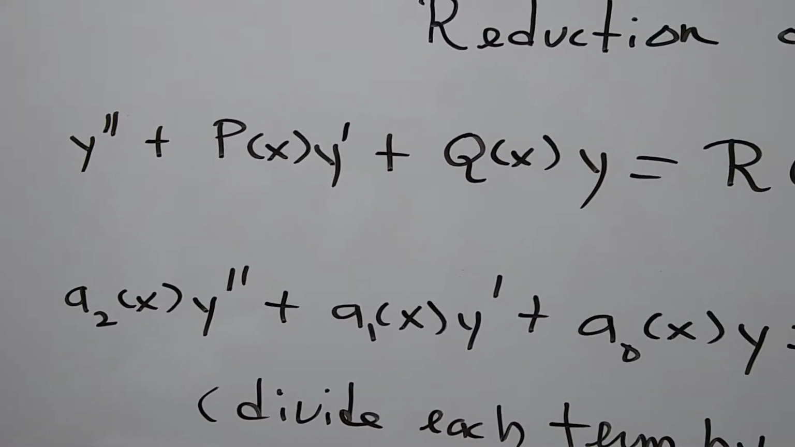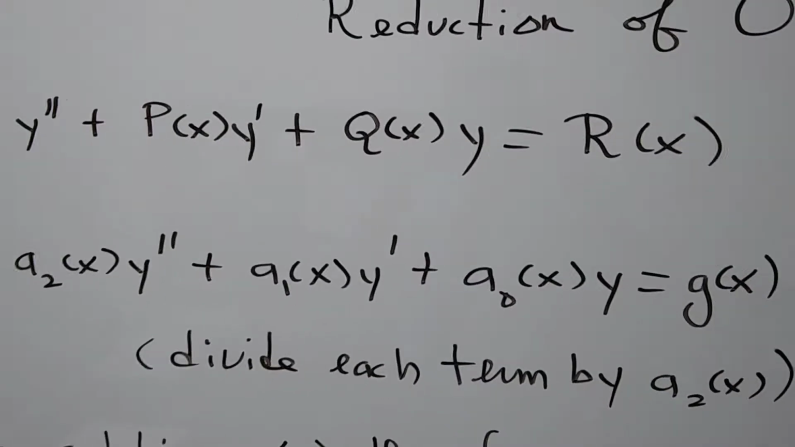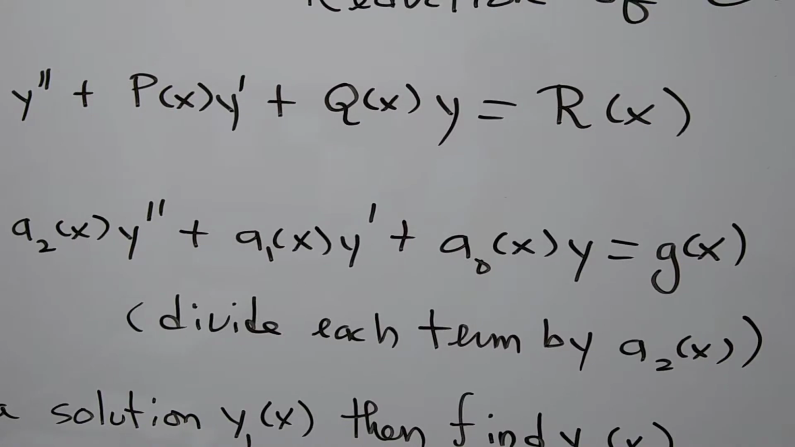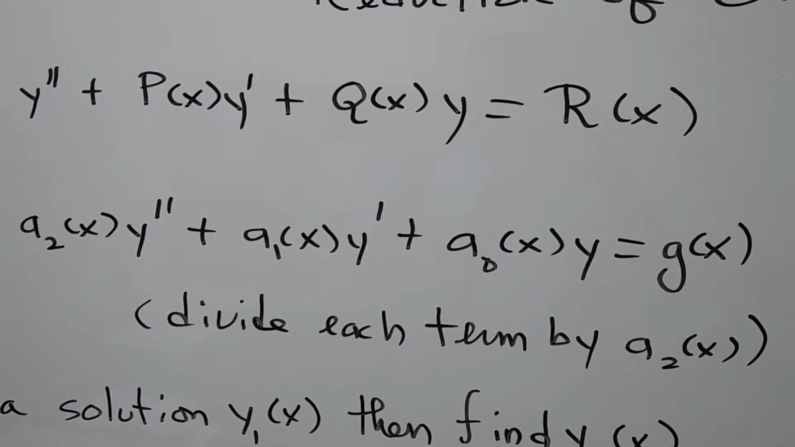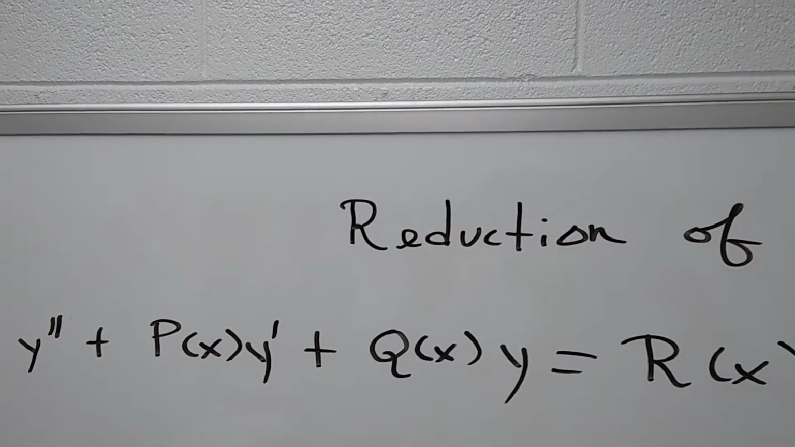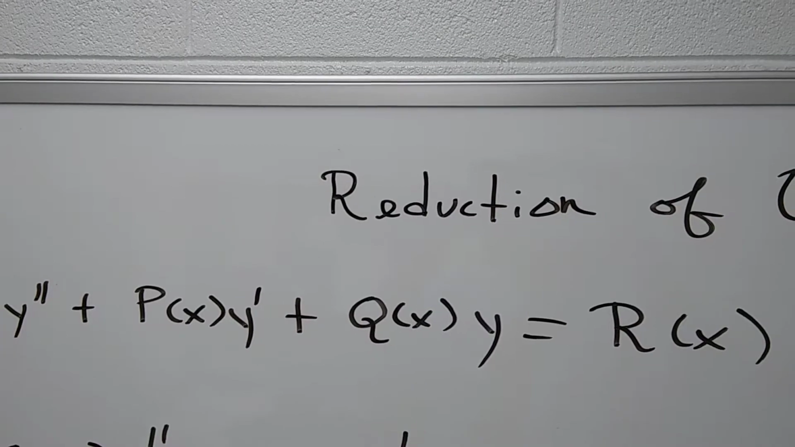Well, it might come in the form a sub 2 of x y double prime plus a sub 1 of x y prime plus a sub 0 of x y equal to g of x. So all you have to do is divide each term by a sub 2 of x, and you'll get it in the form y double prime plus p of x y prime plus q of x y equal to r of x.